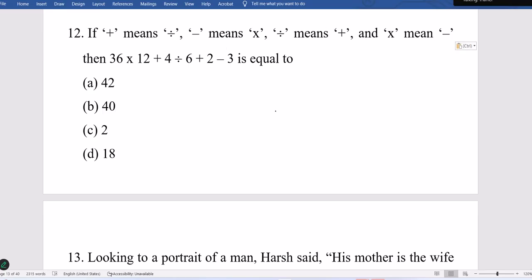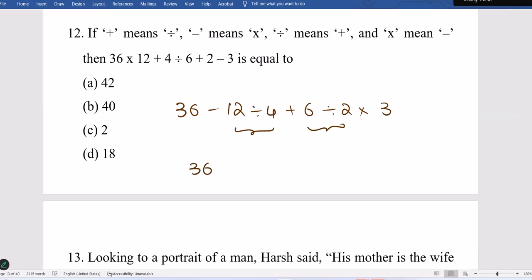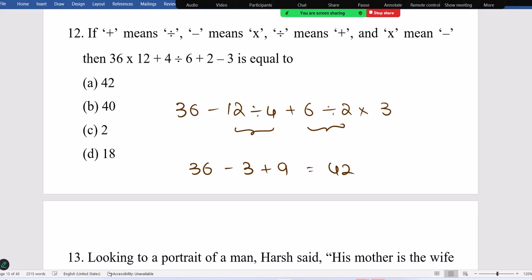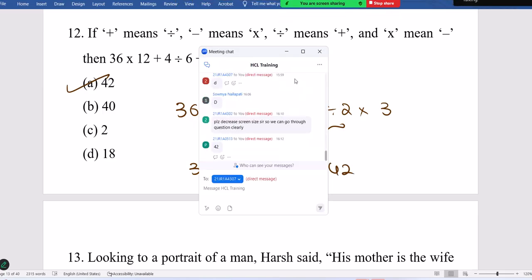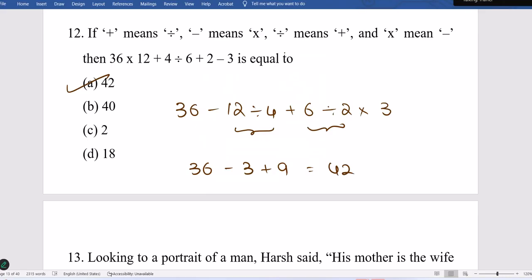So as per the question, multiplication must be changed as subtraction, addition as division, division as addition, plus as division, minus as multiplication. Now here minus 3 plus 3 will get cancelled. Okay, 36 minus 3 plus 9, we got 42. 42. Perfect. 42 is the correct answer. Right? So let's see about the next one.